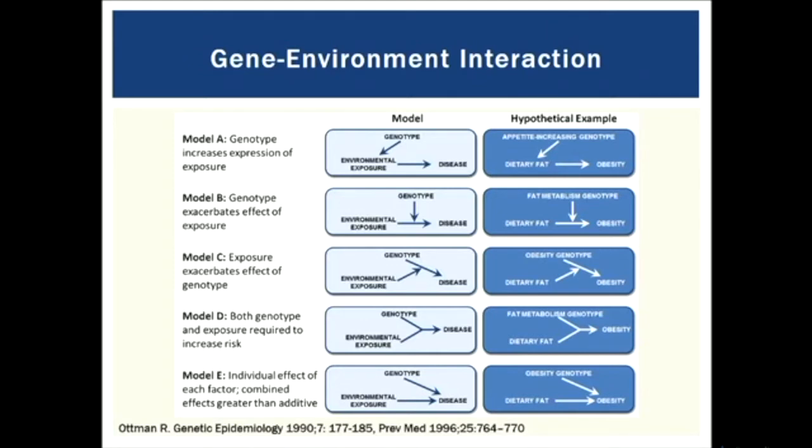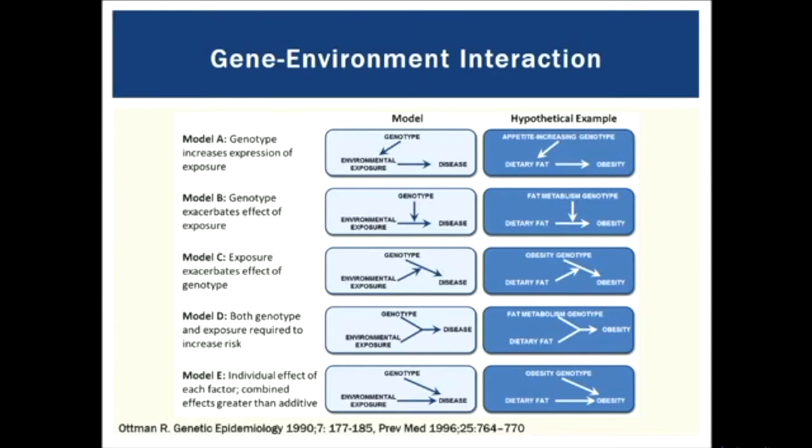What it does is it exacerbates the effect of the exposure. So here we would think about dietary fat causing obesity and maybe a fat metabolism genotype being involved, so that people who only had the genotype but didn't have dietary fat would not be at increased risk.